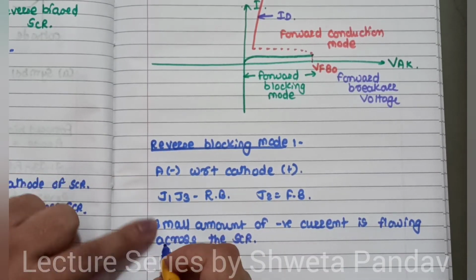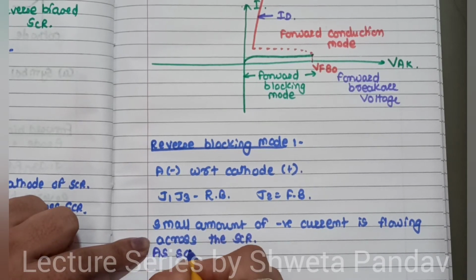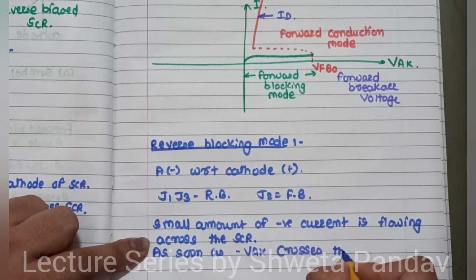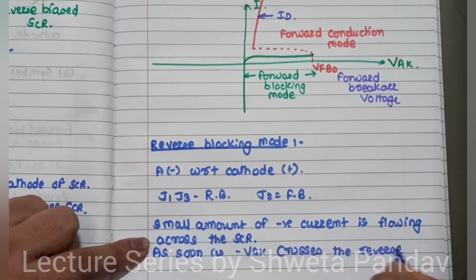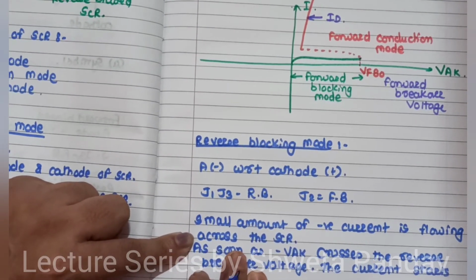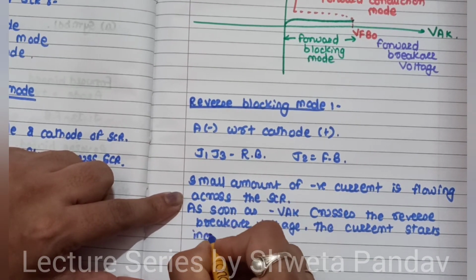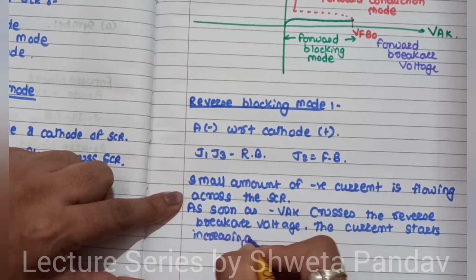Now as soon as the negative anode to cathode voltage crosses the reverse breakover voltage, the current starts increasing in the negative direction, in the reverse direction.